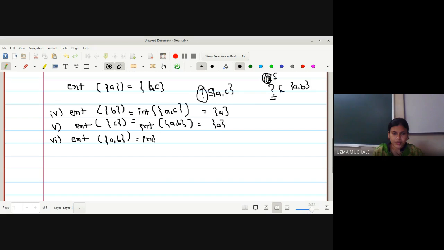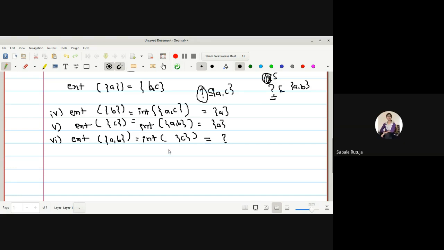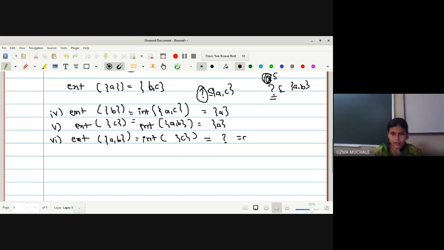Okay, let us go for the interior of the complement of AB. What is the complement of AB? It is C. Now what is the largest open set contained in C? Phi. Empty set.